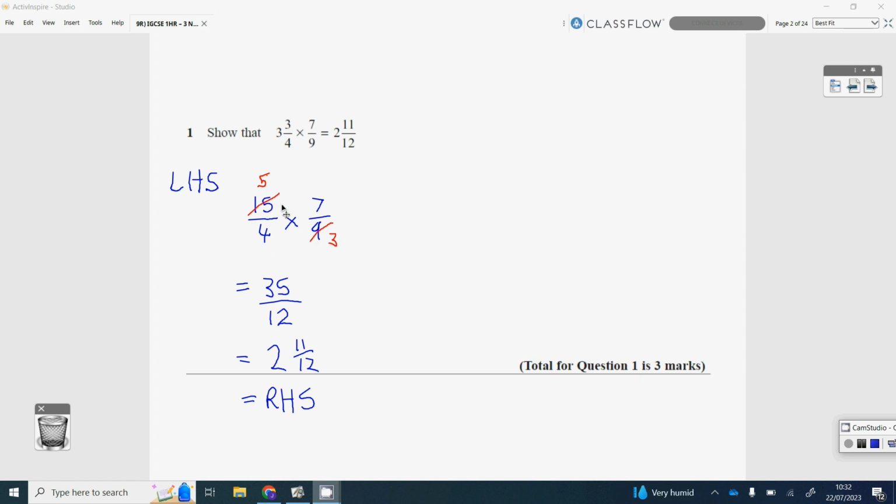So you could have done 15 times 7 and 4 times 9 and simplify later, but you can just cancel at this stage. Both 15 and 9 are divisible by 3, so I've divided both numerator and denominator by 3 at this point. And then I've done top times top, bottom times bottom. 5 sevens are 35, 4 threes are 12. And then finally, converting that back into a mixed number, we can get 2 wholes out of this, using up 24 parts, leaving us with 11 left over. So that's 2 and 11/12.